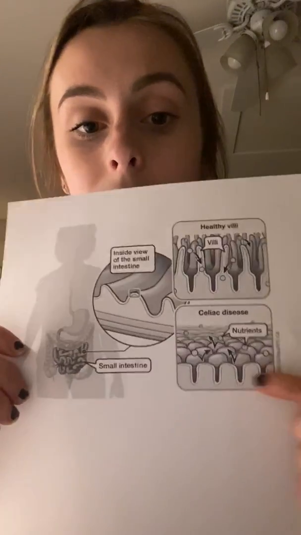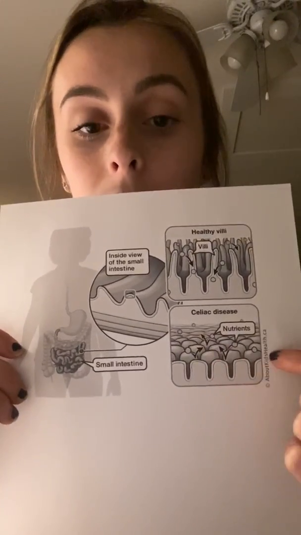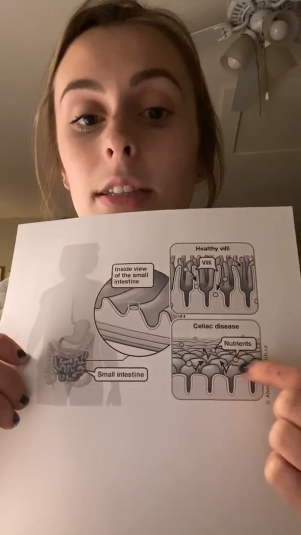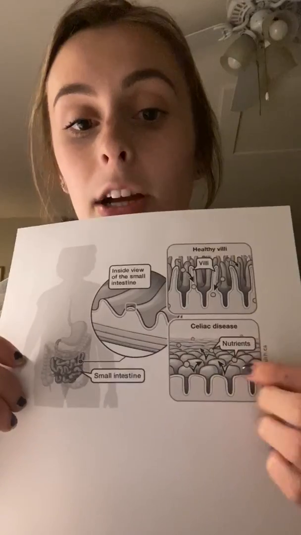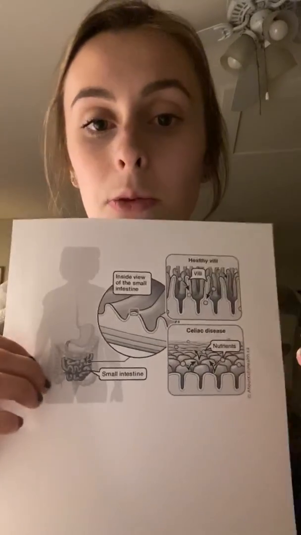In a person with celiac disease, this is what the villi look like, and you can see here that the nutrients, instead of being absorbed like they should be up here when they're being ingested, are actually bouncing back and there's no chance of absorption there. So this often leads to malnutrition.